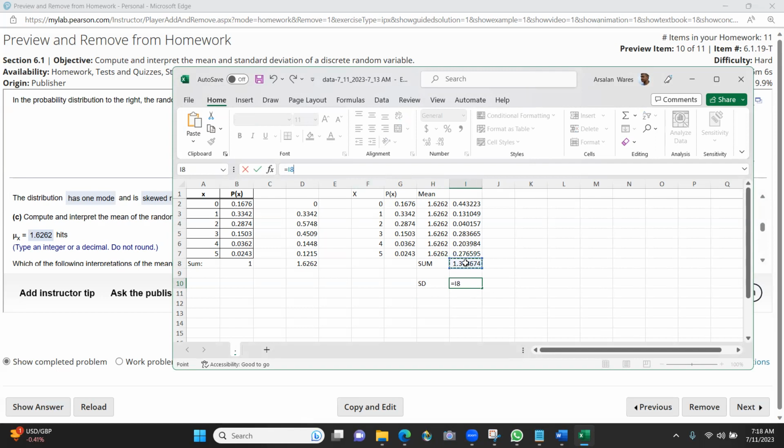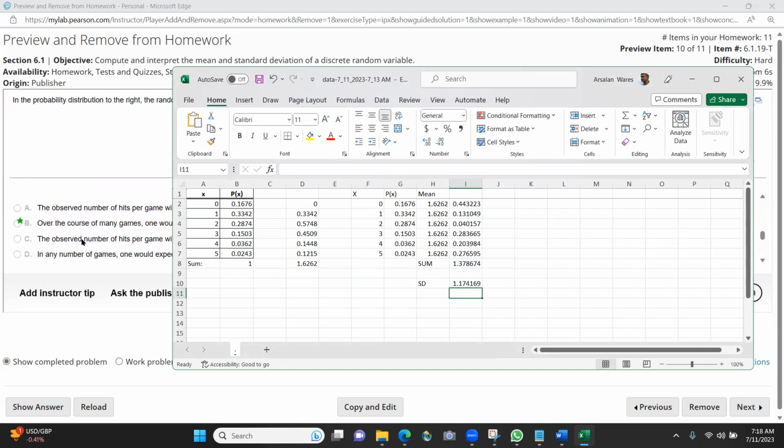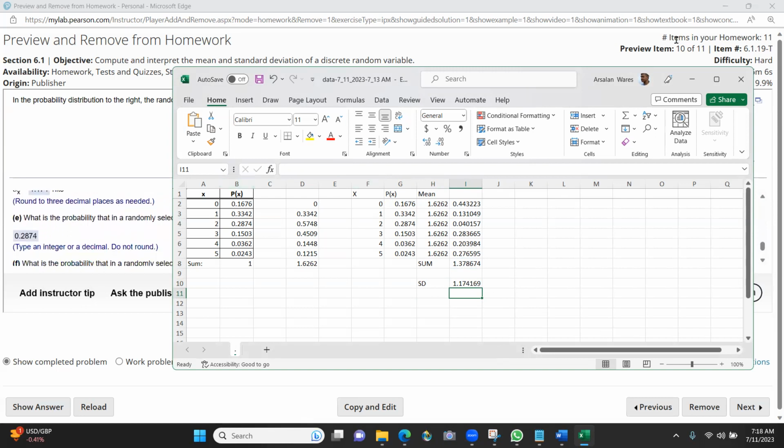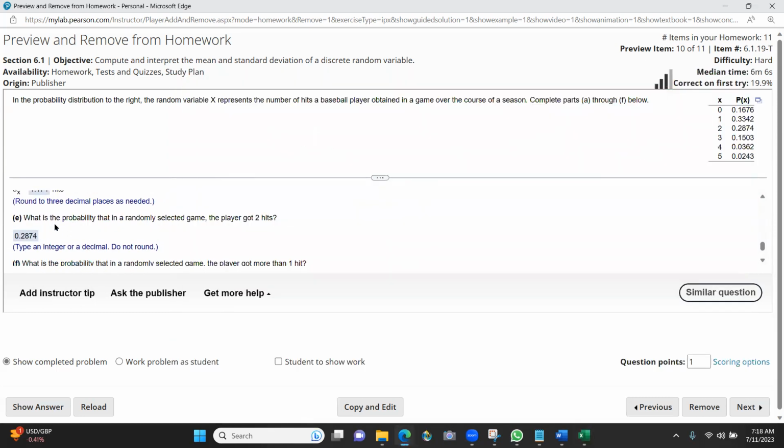And we're going to soon find out if I messed up. This is what I'm getting, 1.17. Let's find out first. 1.17, so that's a good sign. Now, let's do some of these. What is the probability that in a random variable game, the player got 2 hits? Well, 0.2874. That's exactly what we got. That's coming from the table.